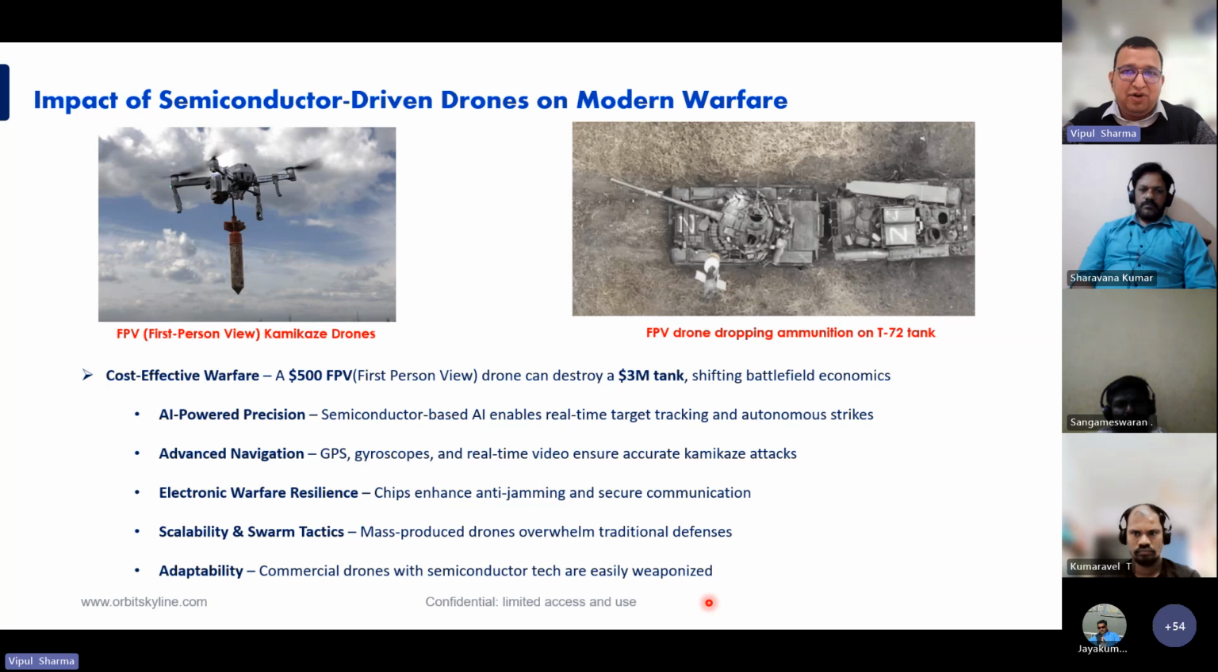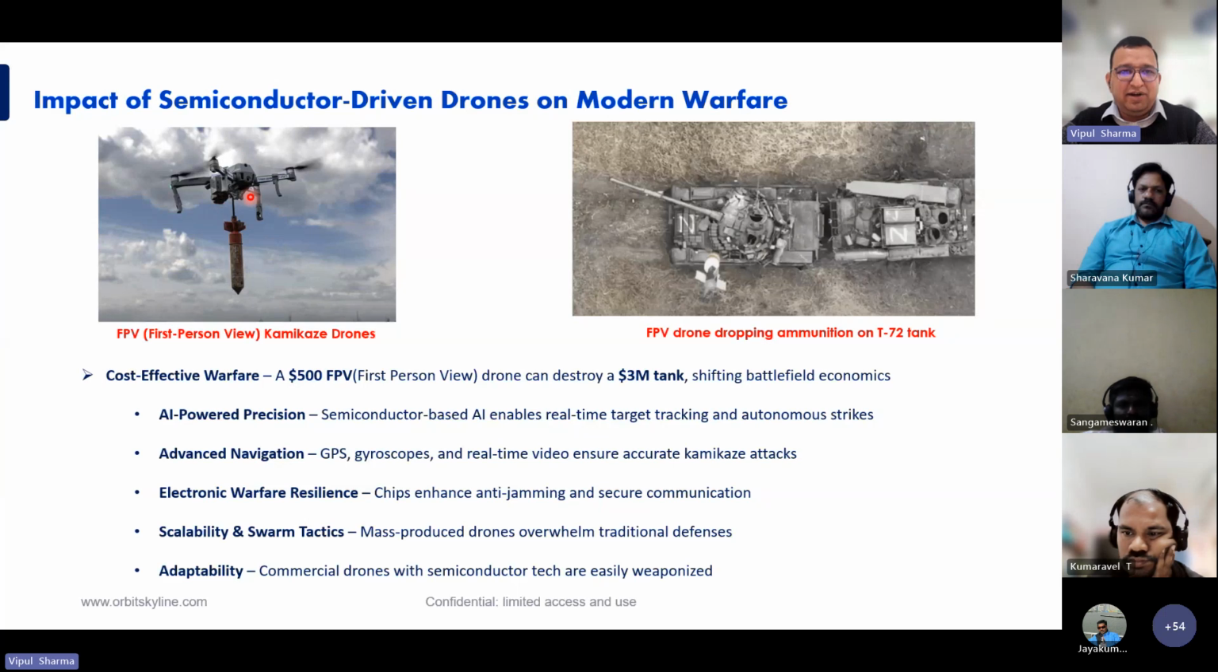This is an example from the ongoing Ukraine war. This is an FPV drone, a first person view drone. It is similar to the drones we see at functions or marriage palaces, where a photographer is filming the party with a drone. This is a small drone, a $500 drone. And what Ukraine initially did was arm this drone.